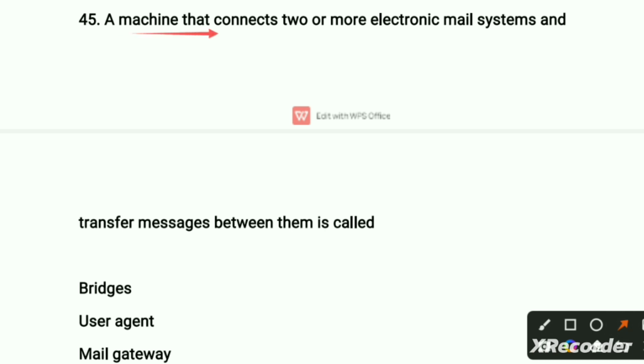A machine that connects two or more electronic mail systems and transfers messages between them is called, first option is bridge, second option is user agent, third option is mail gateway. So here we talk about a machine that connects two or more electronic mail systems and transfers messages between them. So our right option is mail gateway. Third option is the right option, mail gateway.